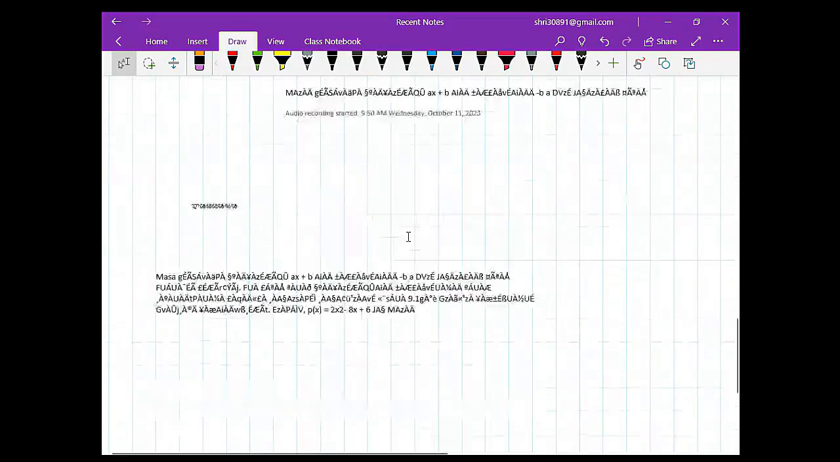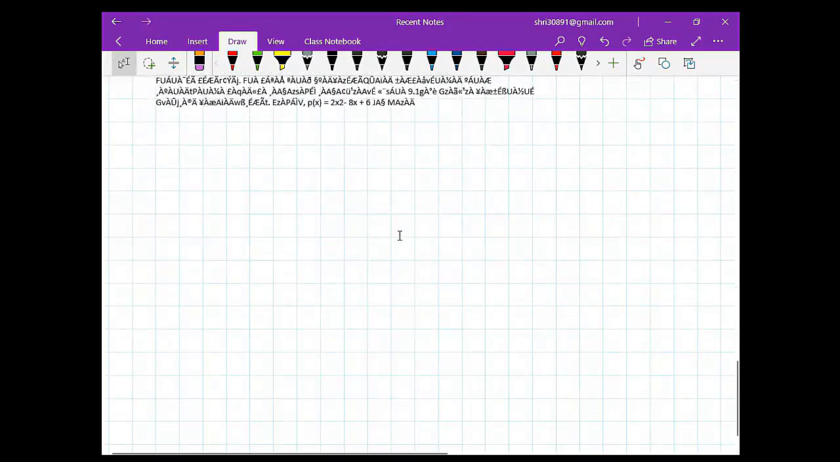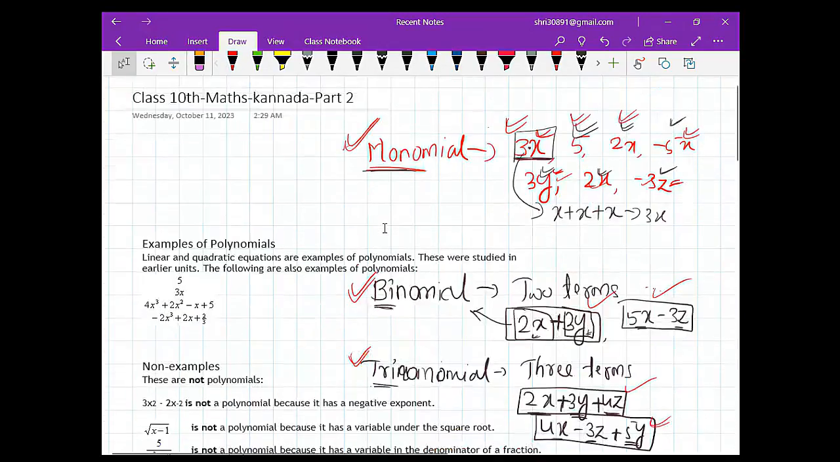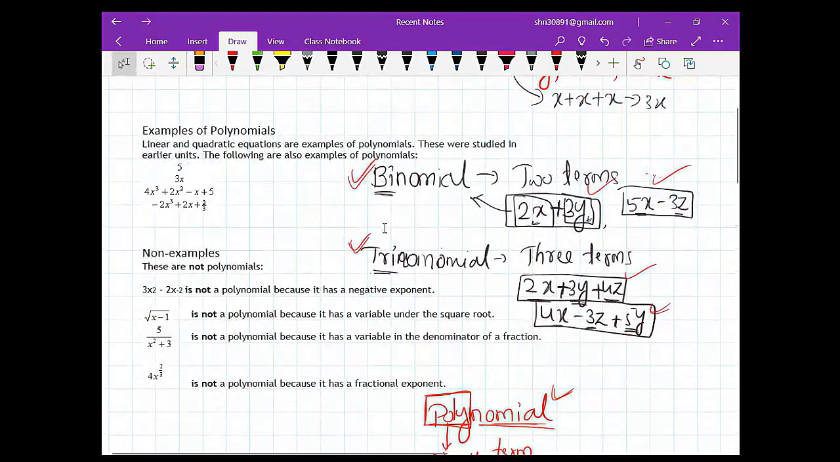Then, coming to which one is not a polynomial, I will show some examples. See here, 5 is a polynomial and it is a monomial. 3x is a polynomial and it is a monomial. 4x cubed plus 2x squared minus x plus 5 is also a polynomial. Minus 2x cubed plus 2x plus 2 by 3 is also a polynomial.